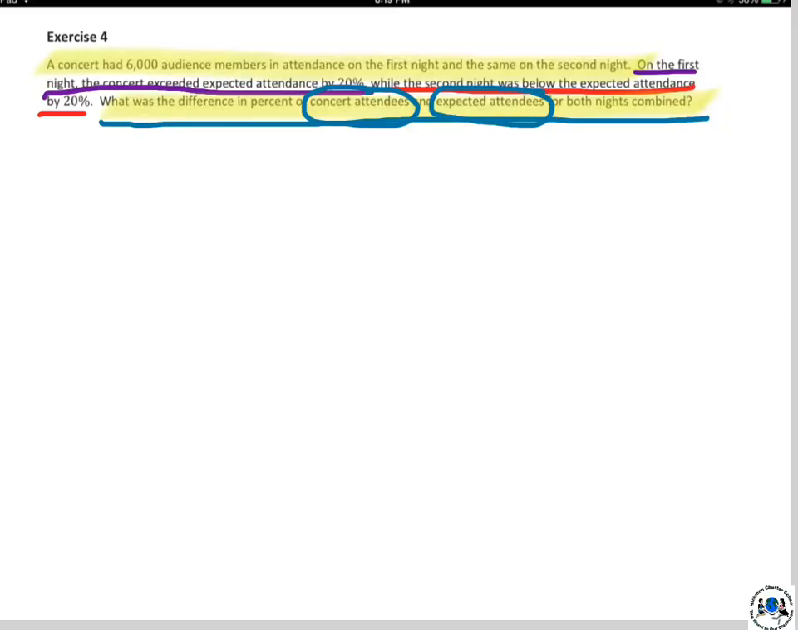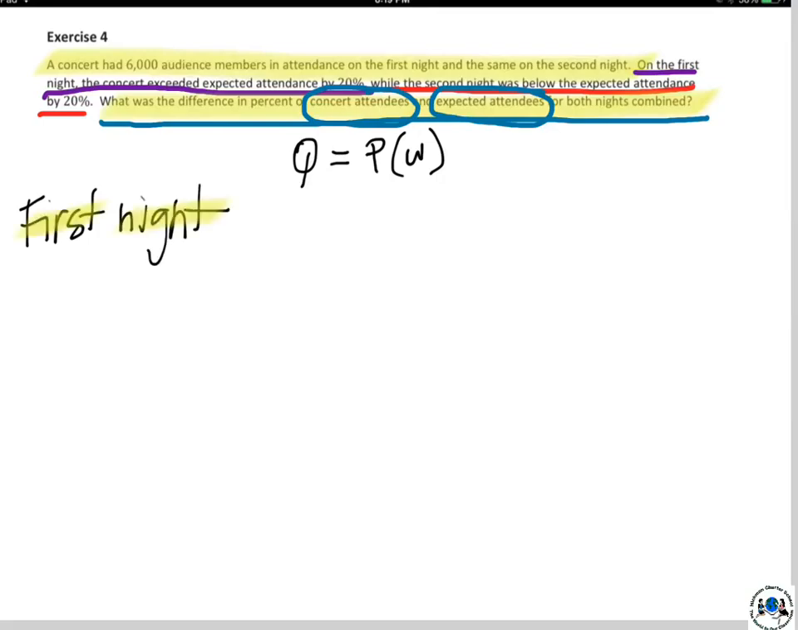Okay, so let me see. Let's get started here. All right, and I decided, and maybe you saw that this was a very good application of the Q equals P times W formula. All right, I'm going to use that for all these varying calculations. All right, so the first night, I'm going to work with the first night first. 6,000 equals, okay, so 6,000 is going to be my quantity. It's going to serve as my Q, okay? It is what we actually realize. We realize 6,000 attendees, okay?